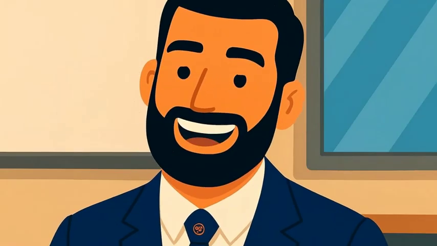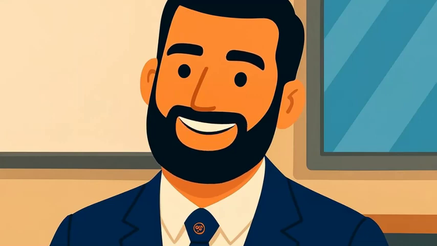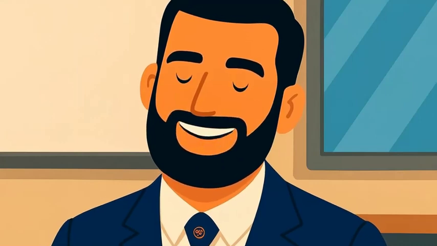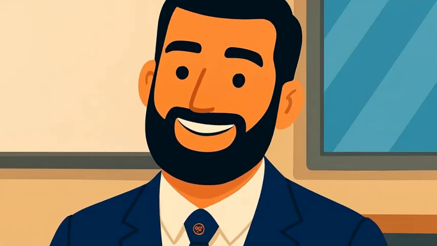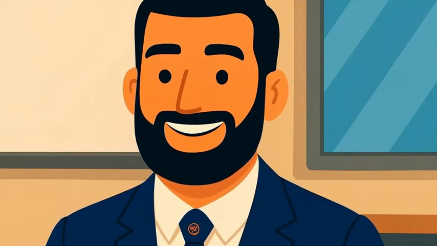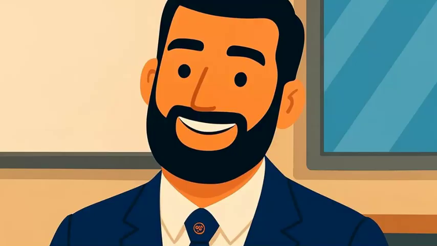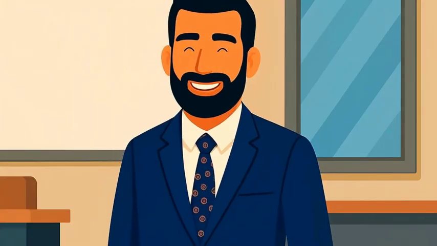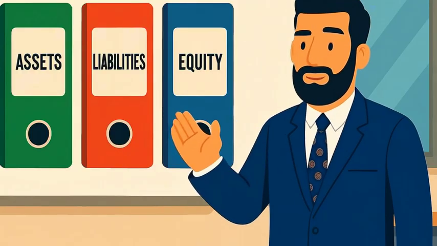Our learning goals today: 1. Understand assets, liabilities, and equity, and how debits and credits affect them. 2. Analyze transactions using double-entry accounting. 3. Prepare a trial balance. 4. Record transactions in a journal and ledger. 5. Explain the accounting cycle. Let's dive in. Let's start with the building blocks.